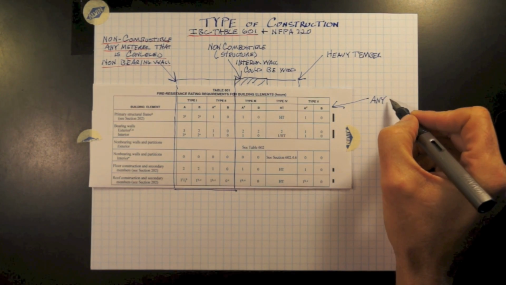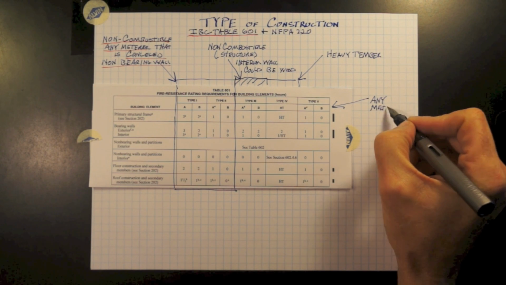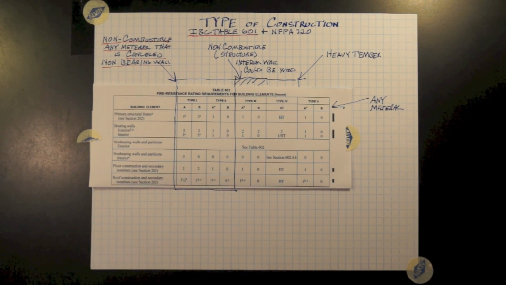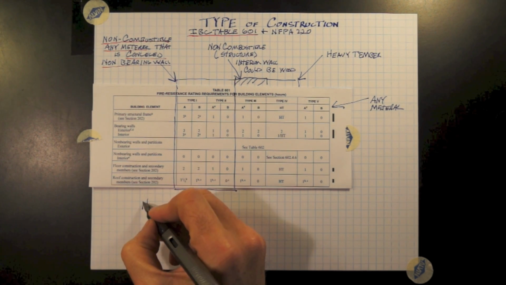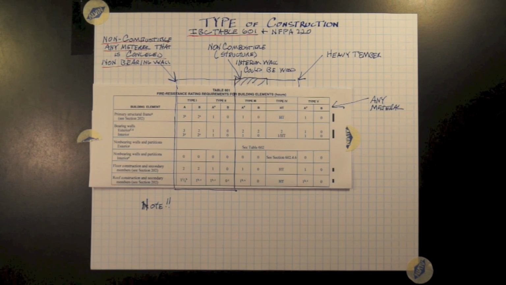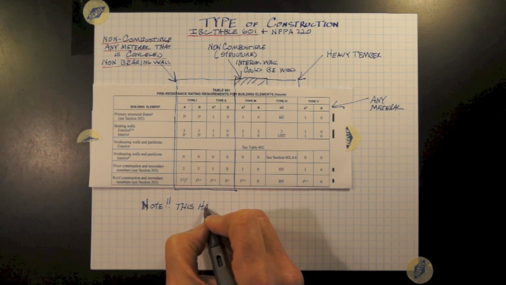Type 5 construction is what we typically see in homes. All material could be of combustible type material. But as we will see later, Table 503 directly relates to the size of the home that can be built using this type of material.